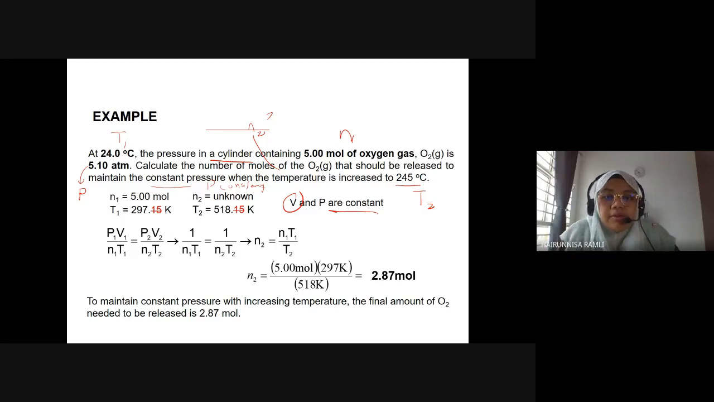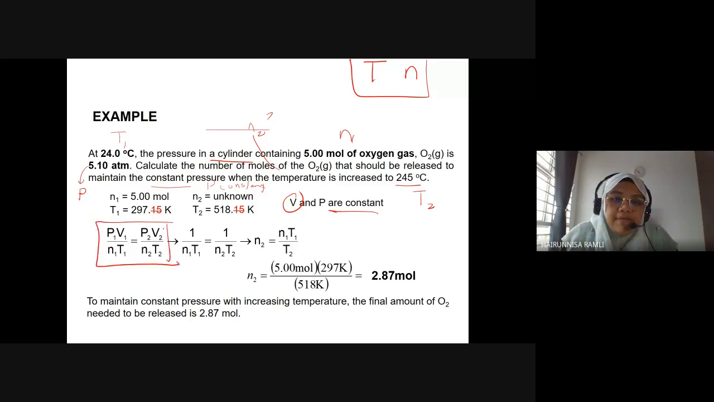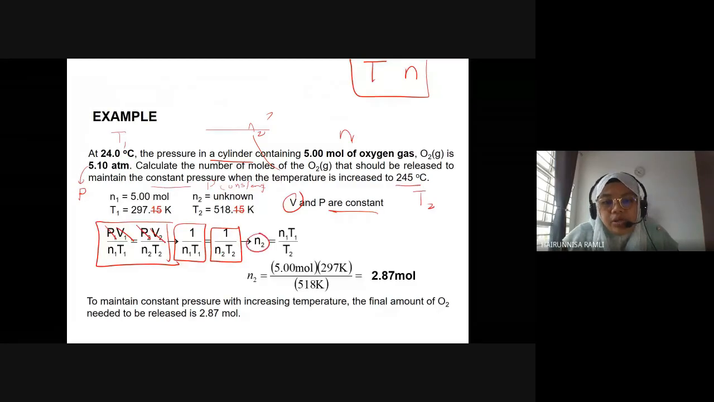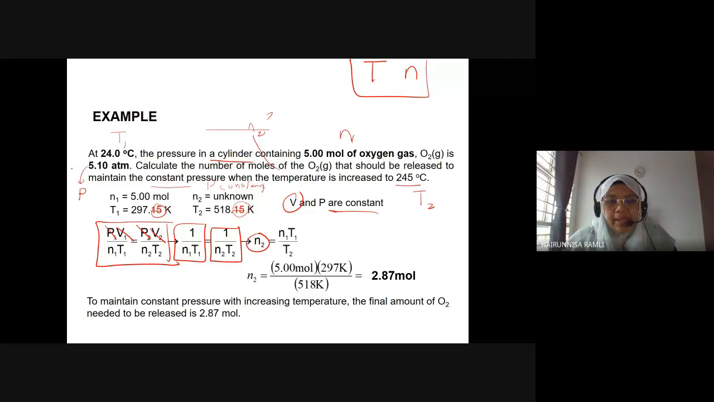So baru saya cakap tadi kan, between T dengan N tak ada relationship kat sini. So how you want to have this relationship? You combine this together. So we know that P and V constant. So P constant, P2 constant, V also constant. So dia akan jadi 1 over N1 T1, 1 over N2 T2 and so forth N2. Okay, so clear eh. Ni 1.15 ni pun abaikan lah eh. Kita assume nak standardize, kita tak payah ada 0.15. Cukup je 273. So clear eh.